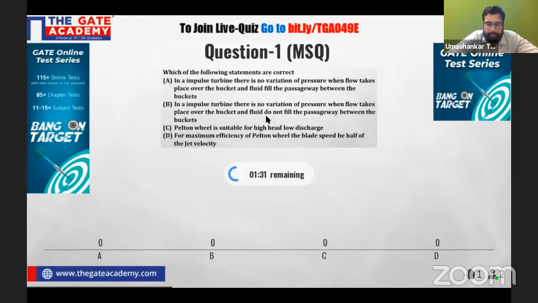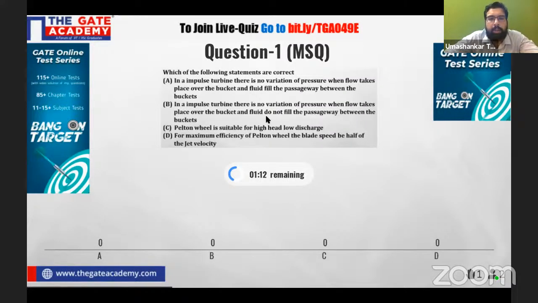Okay, so one of you has answered. Rest of the students, please answer it. Very easy question. MSQ question. More than one option is correct in this question.